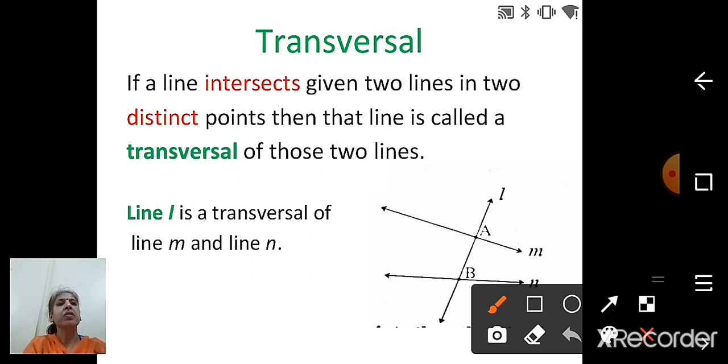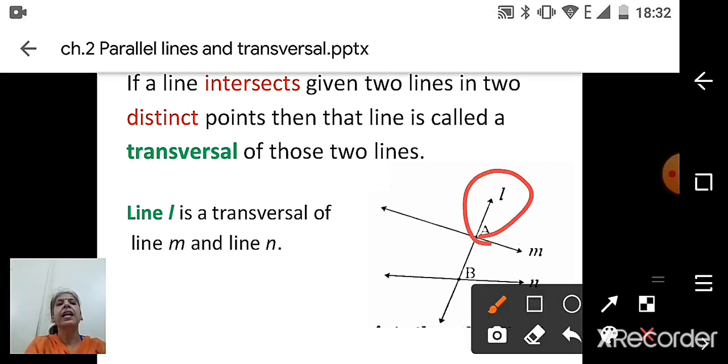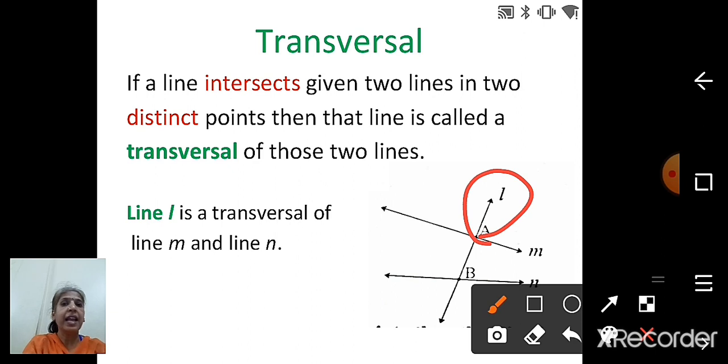Now here also you can see two lines, line M and line N. These two lines are intersected by line L. The line L is intersecting them at two distinct points. Which are those two distinct points? Point A and point B. So line L is a transversal. It is intersecting the lines M and N in two distinct points.